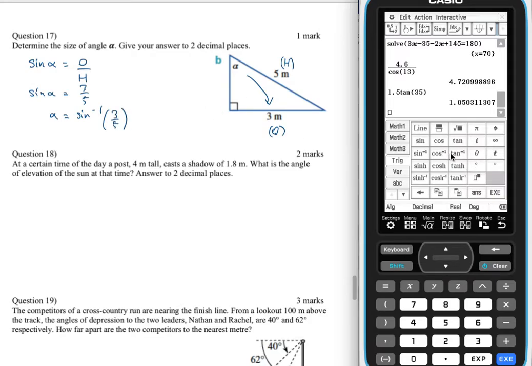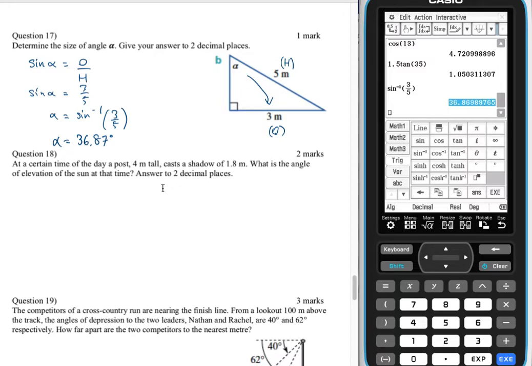okay, and that's found here in your calculator, shift sine, and put in 3 on 5, close your brackets, and we have alpha is equal to 36.87 degrees. Why is that? Well, the 9 is going to round up that 86 to an 87.